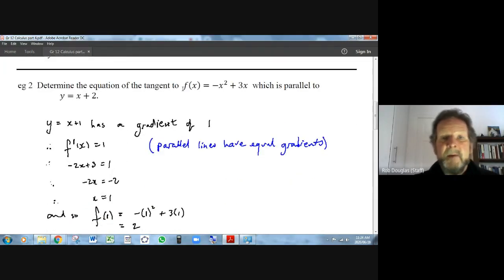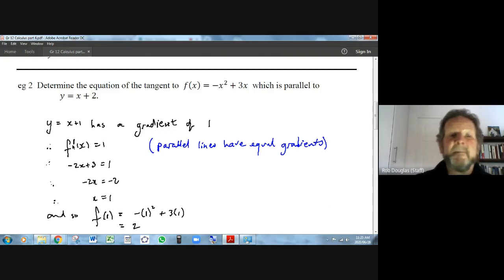You've got f of x equals minus 3x squared plus 3x, and you're asked to find the equation of the tangent which is parallel to y equals x plus 2. Parallel to a line that has a gradient of 1. The deal is, it says y equals x plus 1, but I think it's supposed to be plus 2. That line has a gradient of 1. That's the key. We can see that because the number in front of x is always the gradient when it's in this form, y equals mx plus c. So we know the gradient right there.